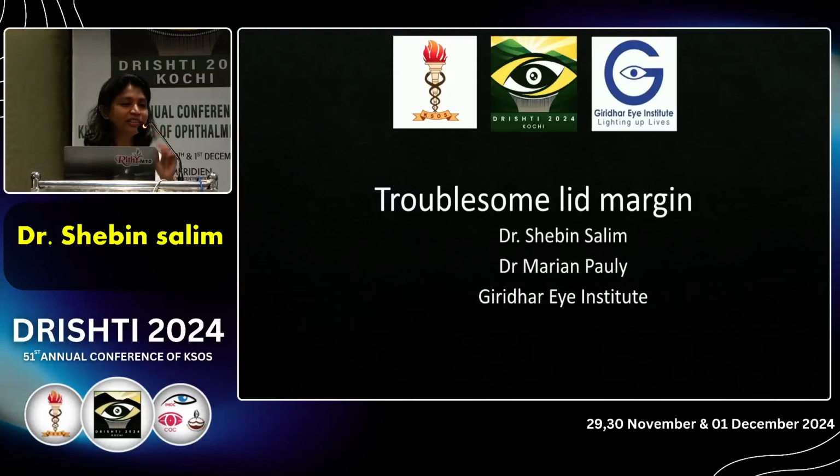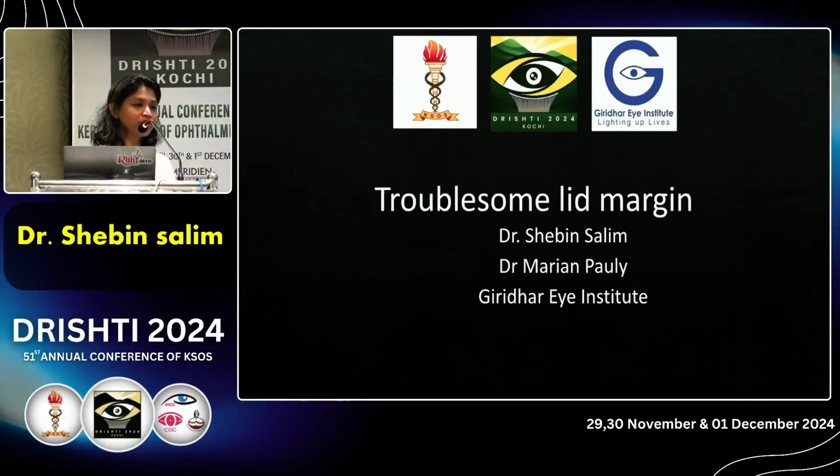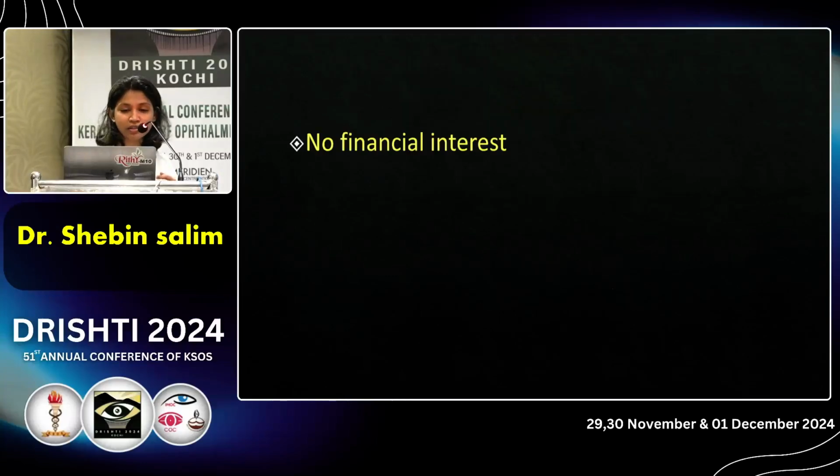I'll be starting with the lid margin. We all know that the lid margin is a very small structure, only 2 millimeters wide, but it contains a variety of structures which have various complex anatomical and physiological functions, including barrier protection, forming the lipid component of the tear film, and equally distributing the tear film across the ocular surface.